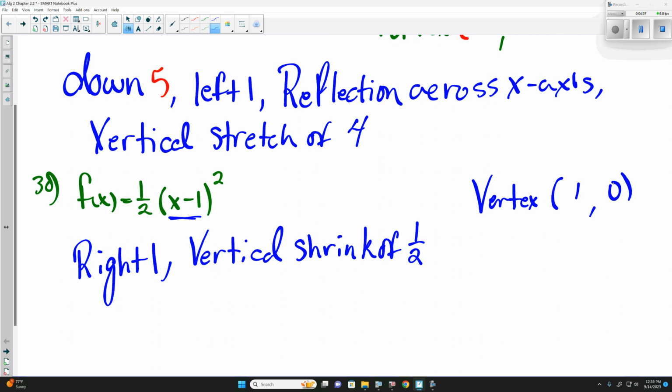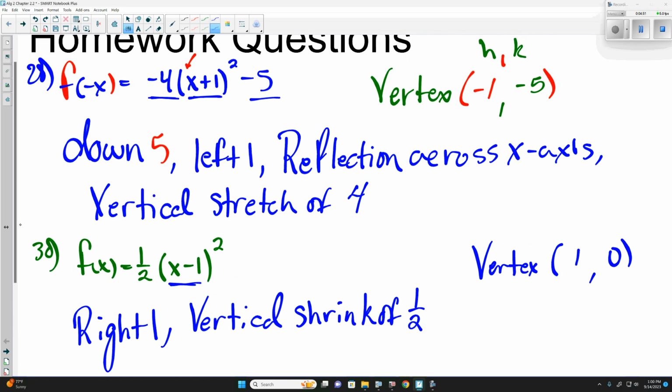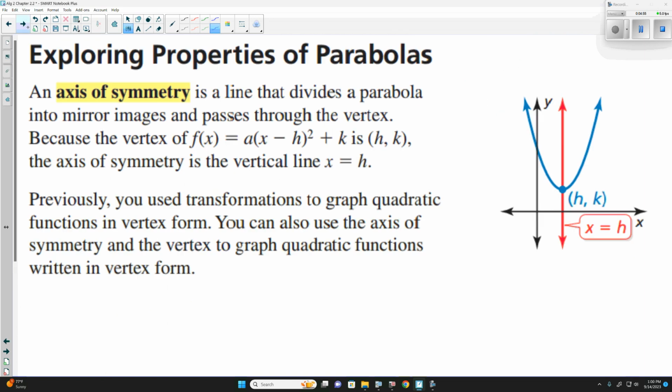Now the vertex for this would be 1, 0. I don't know why that one confused me. Questions on any of these here? Now we're going to look at the notes for today.